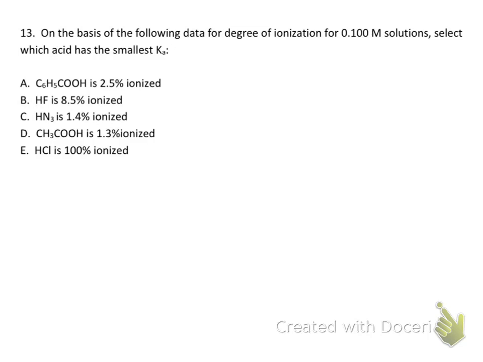Everything has the same initial concentration, which means the one that ionizes the most is going to have the highest Ka. That's the HCl. It's a strong acid, more like 99.999%, but whatever. The one that has the least percentage is going to be the weakest acid and have the smallest Ka, which is acetic acid, CH3COOH.